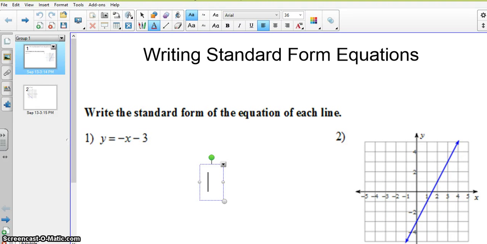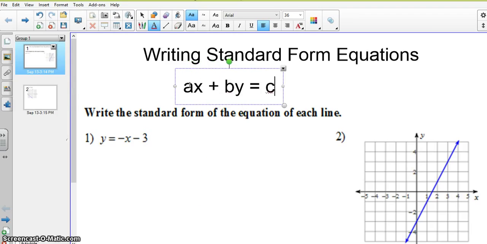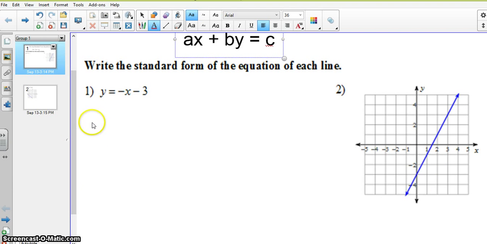Alright, this video is about writing standard form equations. Standard form is ax plus by equals c. In other words, just a number before x plus a number before y equals some constant. So what we do first, typically, is to get the equation in slope-intercept form and then move the x term to the left. So here's one that's already in slope-intercept form.